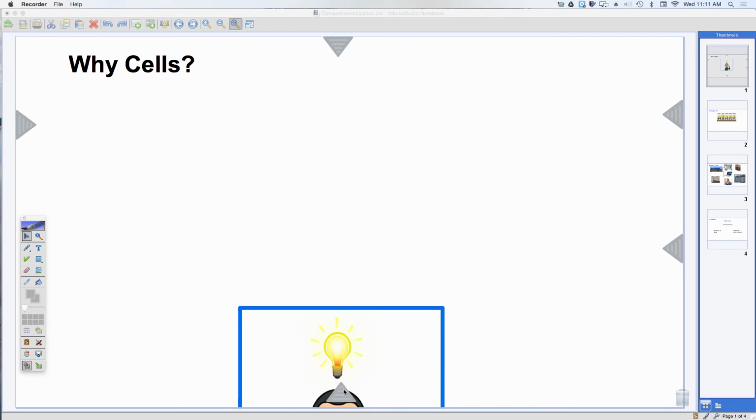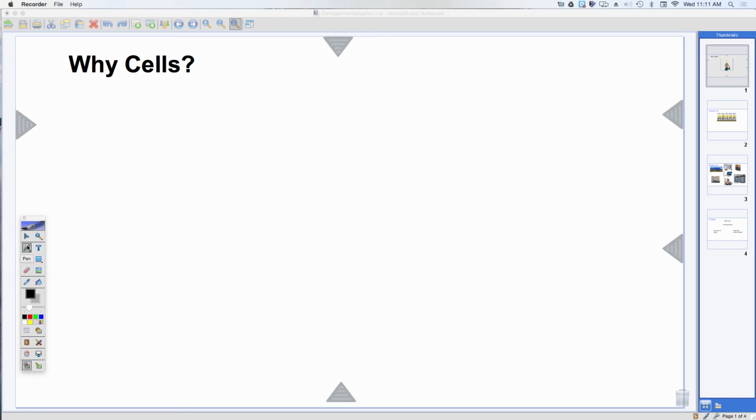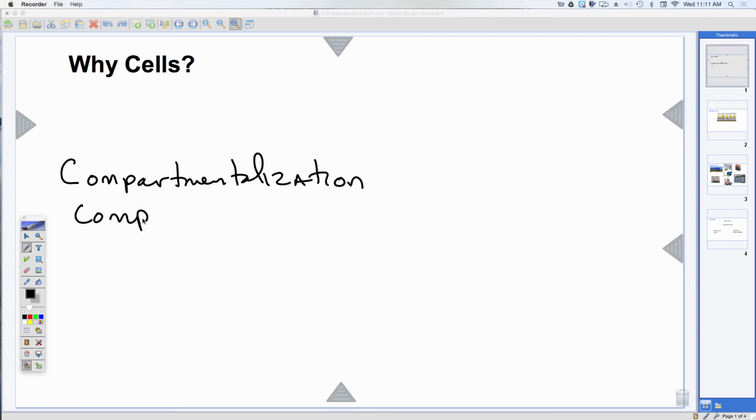And so when we look at life and living things, we see that all life is composed of cells. And the question is, why is this? Why is life composed of cells? And one of the things that I'd like you to think about is this idea of compartmentalization, and that is the idea that cells are basically a compartment for chemistry. Even the simplest cell is a compartment for chemistry.